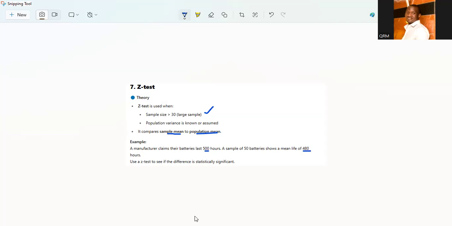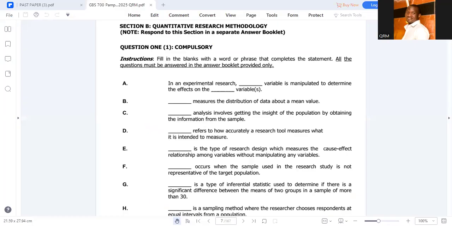So basically, let's do a quick check on whether you can remember. Let's go to our exam now. Please remember everything I taught.